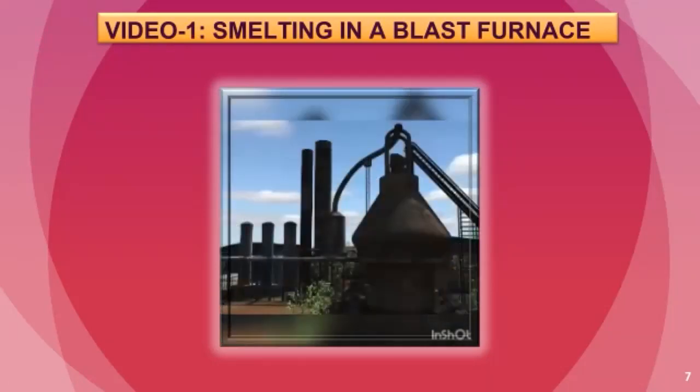The furnace has three outlets, an exhaust gas outlet at the top for the hot waste gases, and two outlets at the base for discharging molten metal and slag. The gas discharged from the gas outlet is passed through a dust catcher to remove suspended particles and then fed to the stoves to heat the air that is blown into the furnace.